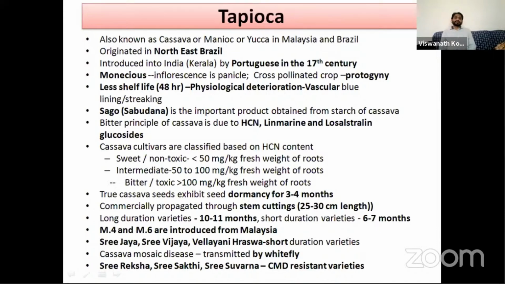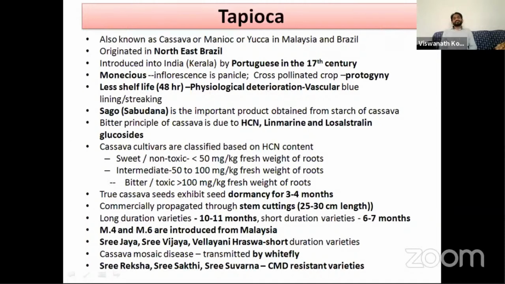There is an important product made from tapioca starch called sago, sabudana. Sabudana is a very important product made from tapioca starch. Sometimes the tapioca tubers are bitter. The bitterness is due to the presence of hydrogen cyanide. Hydrogen cyanide is formed from the glucosides linamarin and lotaustralin. Based on the HCN content, the tapioca varieties are classified into three types: sweet, intermediate, and bitter. If the HCN content is less than 50 milligram per kg, it is sweet type. 50 to 100 milligram means it is intermediate. And if the tapioca tubers have HCN more than 100 milligram per kg, they are the bitter types.